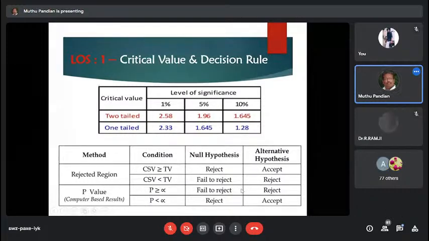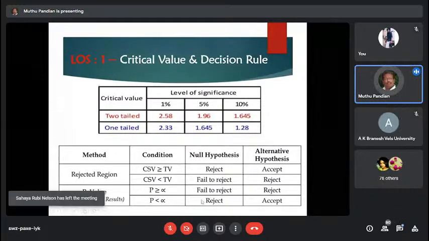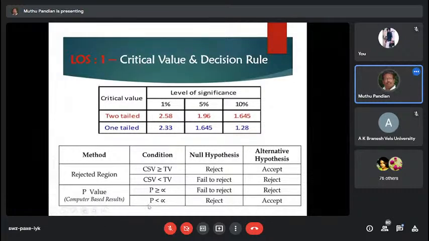So we can reject our null hypothesis when our P value is less than our error rate. For example, if you ask 100 people and only 4 people are saying the Madurai and Thoothukudi travel time is not equal to 4 hours, then you may reject the null hypothesis, because our error rate is greater than that. This is the concept, so you could understand.